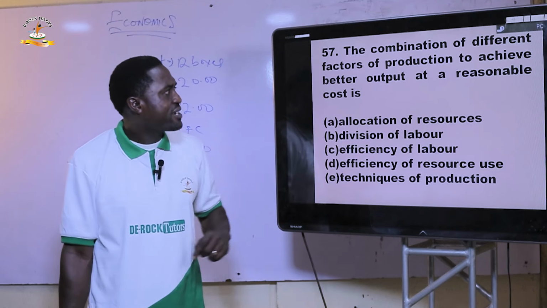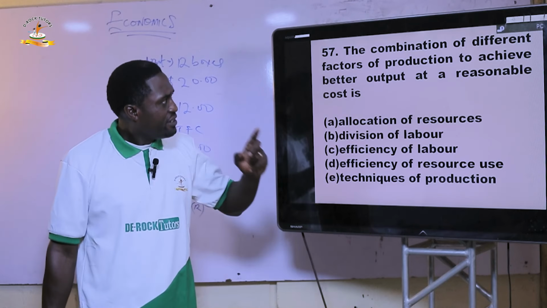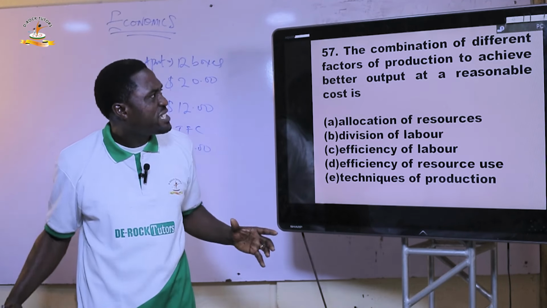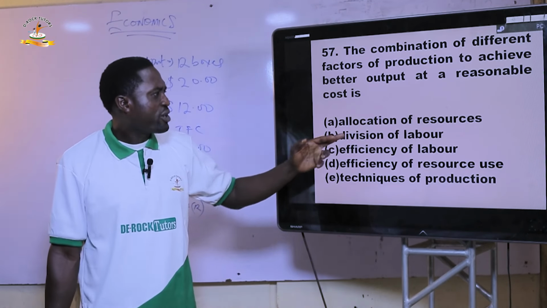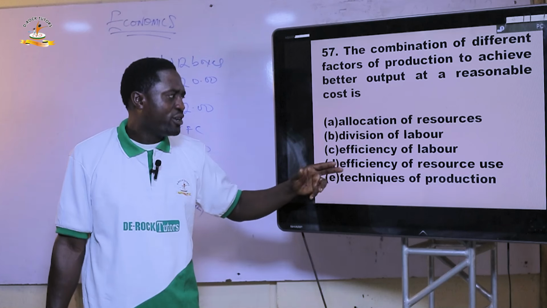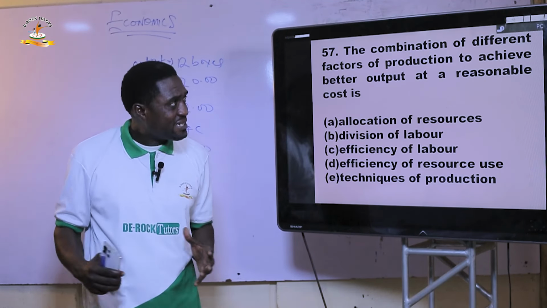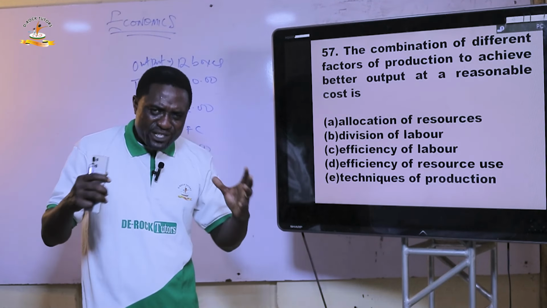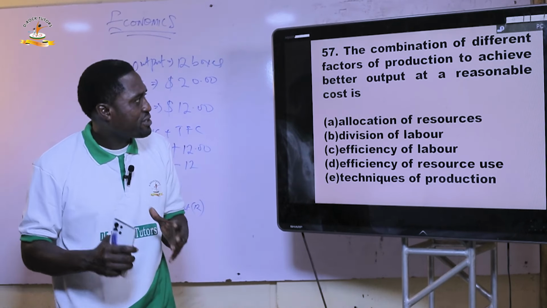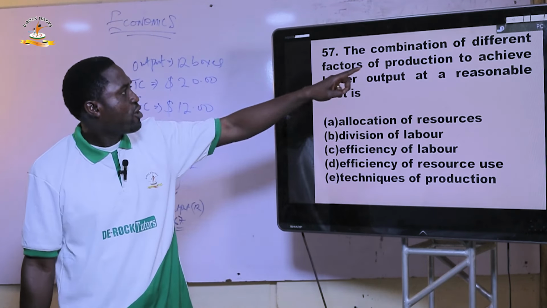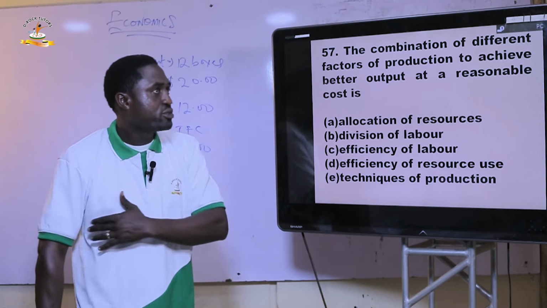The combination of different factors of production to achieve better output at a reasonable cost is what? Efficiency of resource use. Allocation of resources, no. Division of labor, efficiency of labor, no. Techniques of production, no. It is efficiency of resource use. When you combine different factors well, and it's giving you maximum productivity, it's efficiency of resource use. So the combination of different factors of production to achieve better output at a reasonable cost is efficiency of resource use. The next question.